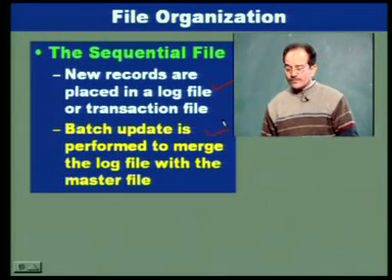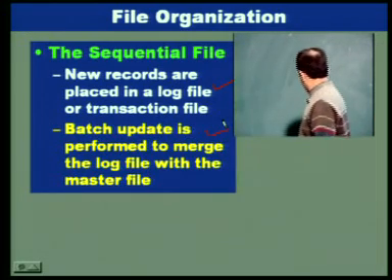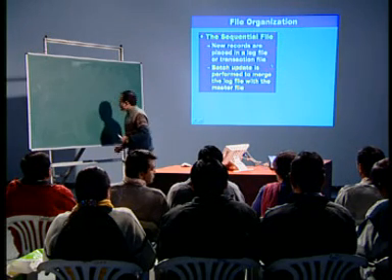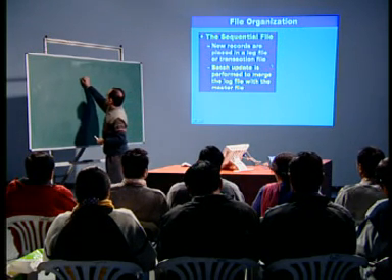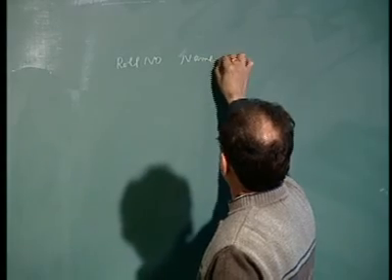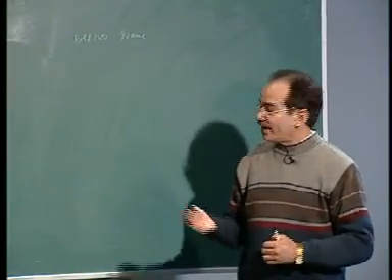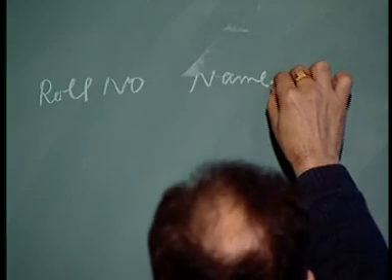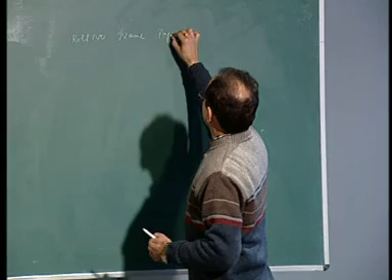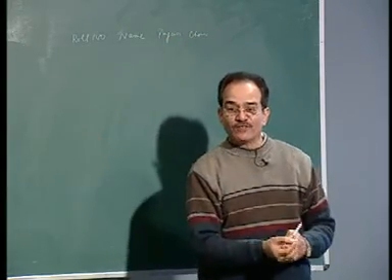Now, how do we merge this sort of files? Let us say I have this file with roll number and name. Let us say this is my master file, or one of the sequential files, and there are physics marks and chemistry marks. Let us say this is the structure we have for this particular file.